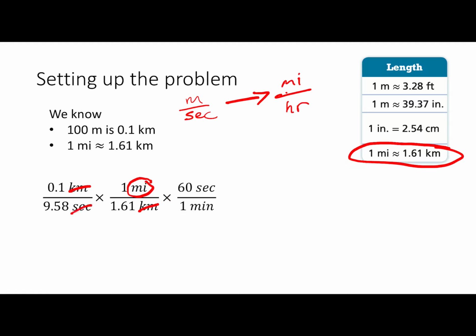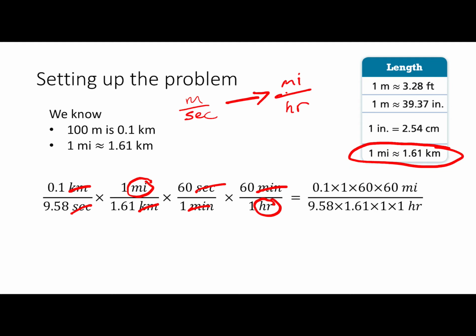Next up, we need to convert the seconds to hours. So what do we know? We know that there are 60 seconds in a minute. So 60 seconds over 1 minute. The seconds units cancel, and we have minutes in the denominator. Well, we do know that there are 60 minutes in an hour. The minutes cancel, and we're left with hours in the denominator. And that's exactly the units we have. So we have the units of miles in the numerator and hours in the denominator. And that's what we want. Now we just multiply all the values in the numerator and multiply all the values in the denominator and simplify.